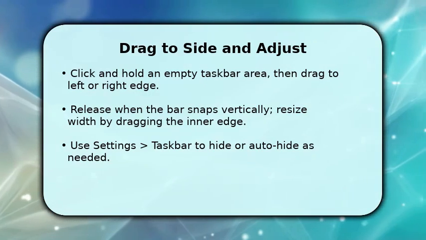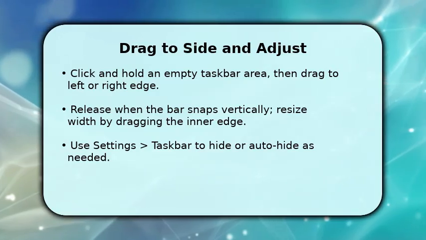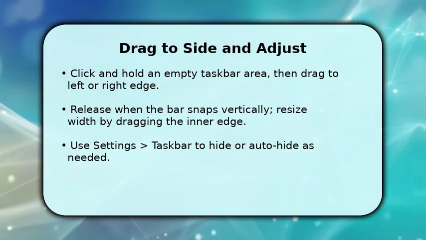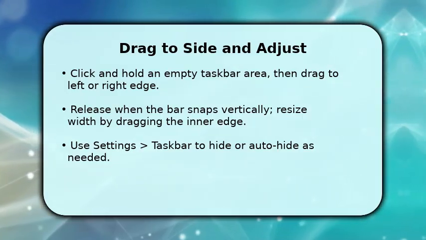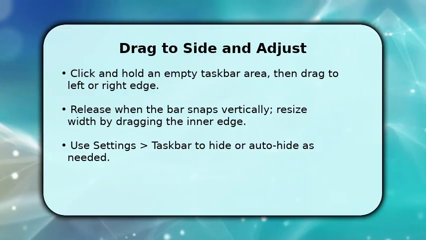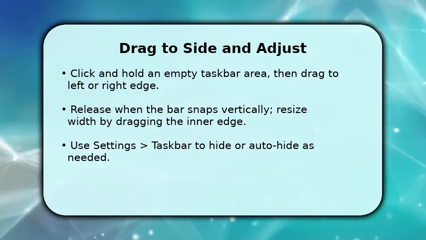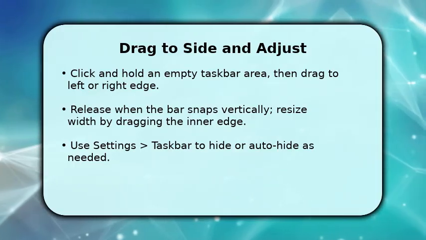Click and hold any empty part of the unlocked taskbar, then drag it straight to the left or right screen edge until it snaps into a vertical orientation. Release the mouse to set the new position. Once vertical, adjust its width by dragging the inner edge toward the center to get more or less icon spacing.